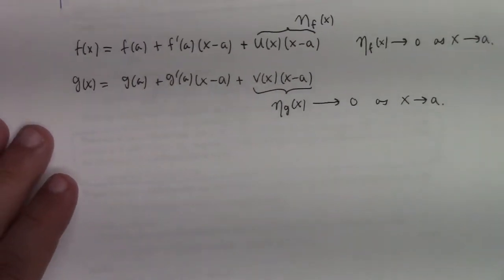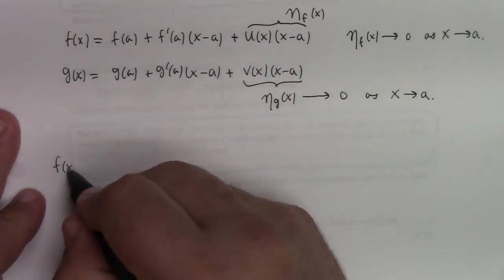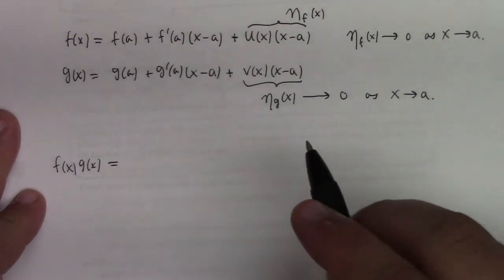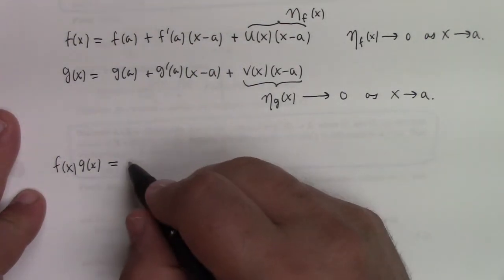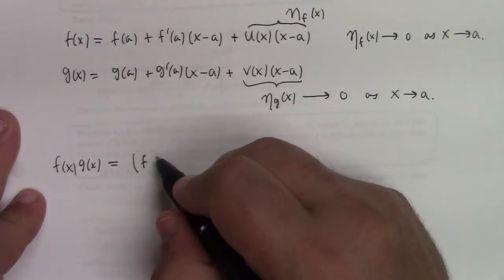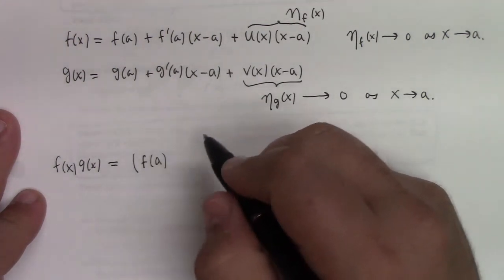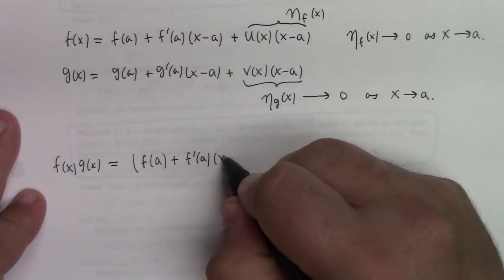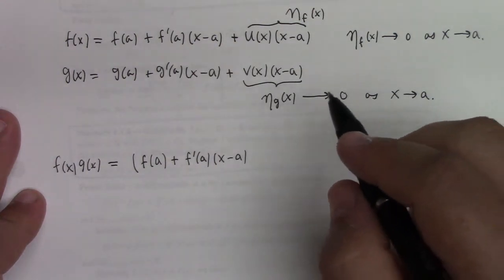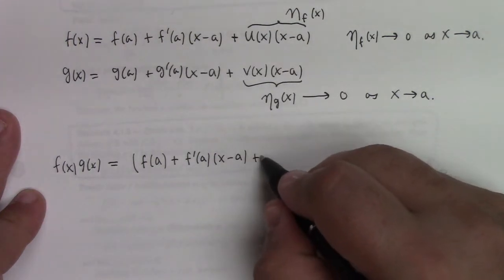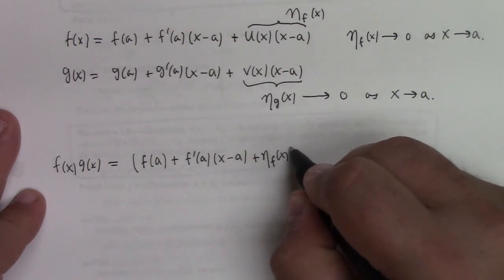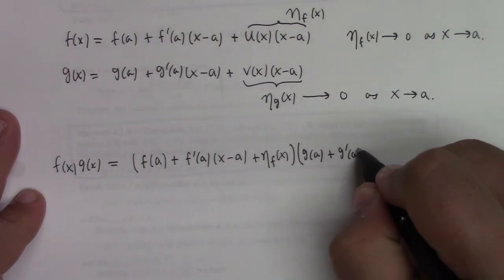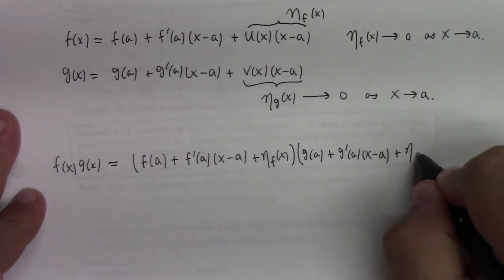If you want to, then you can look at the product, f of x times g of x. And the derivative allows us to have this, I would say linearization, but it's really an affinization. It's the best linear plus a constant term. The constant term here is f of a. The linear term is f prime of a times x minus a. So there you go, plus eta sub f. That's my f. My g is literally equal to g of a plus g prime of a times x minus a plus eta sub g of x, right?